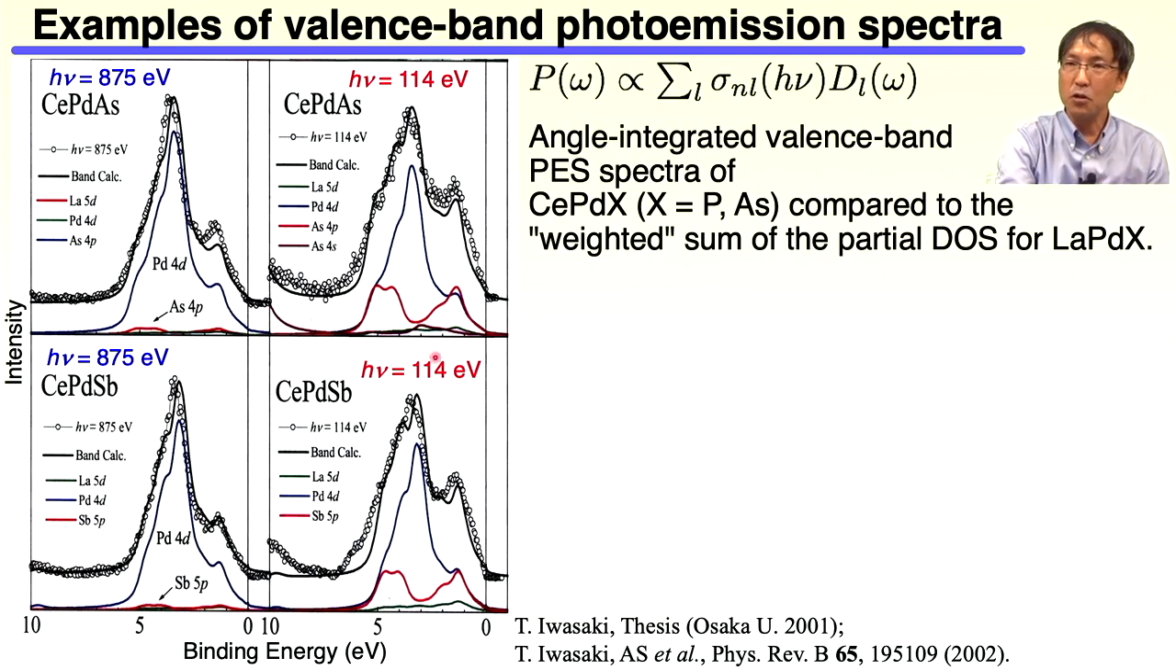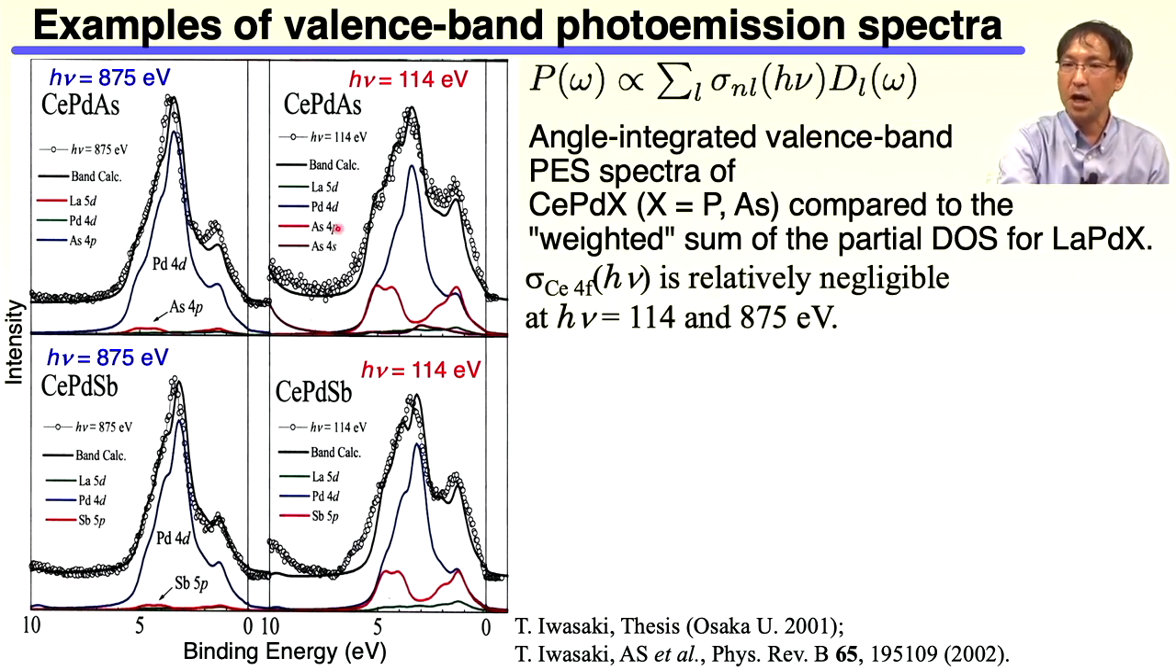It is also known that the cerium 4f cross-section is relatively negligible at these photon energies, 114 and 875 electron volts, compared with the non-4f orbital cross-sections. The two spectra of the same compounds are mutually similar, but the relative peak intensity, for instance the spectral weight around 1.5 electron volts, is different from each other.